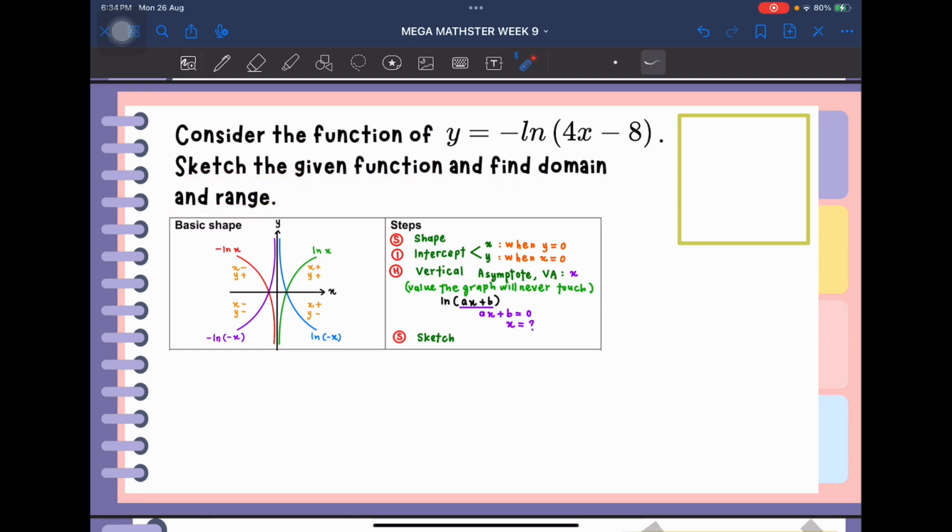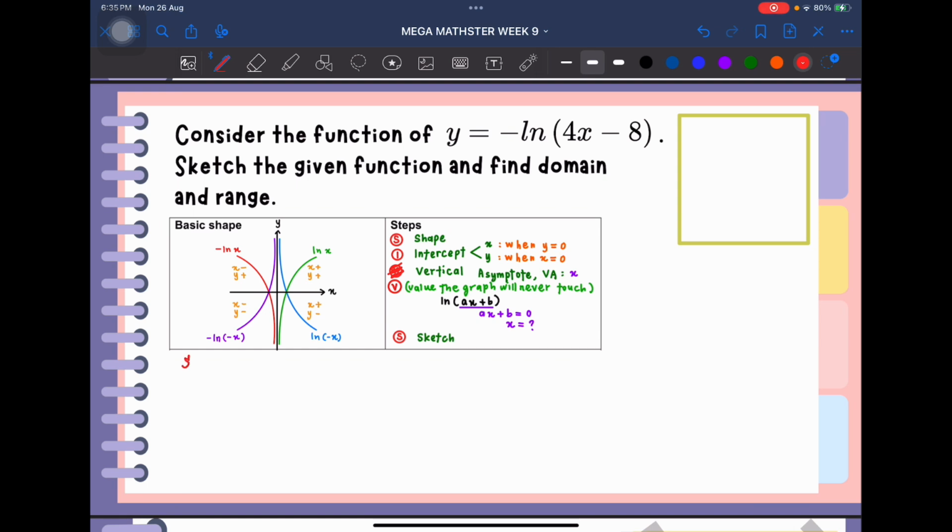Okay, so over here I've drawn for you the basic shape that we have. So we have in a total of 4 basic shapes. Okay, and then we also have the 4 steps that we need to follow. Okay, so kita ada S shape, I intercept, V for vertical asymptote. Oh, sorry, it's not H. This one is supposed to be V. They stand for V. Okay, sebab dia vertical asymptote, so dia SIVS lah step dia. Okay, so jom kita follow the step one by one.